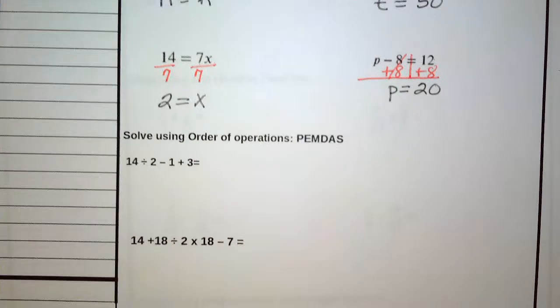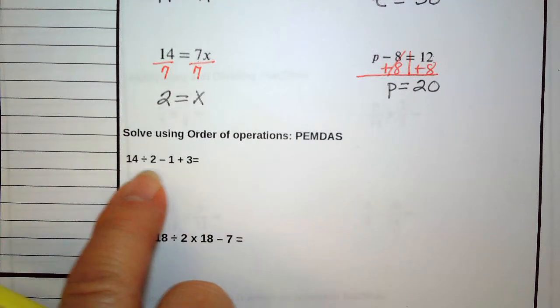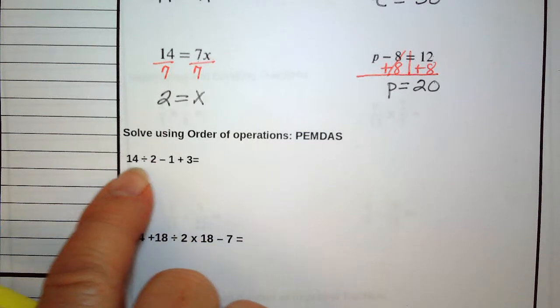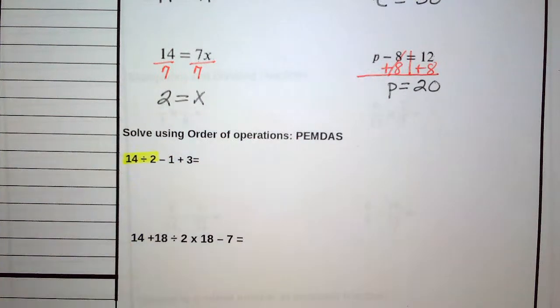Okay, for the next one, we're looking at the order of operations. Order of operations tells us in what order we perform our operations to solve correctly. So the first is parentheses, then exponents, then multiplication or division, whichever you see first, then addition or subtraction, whichever you see first. As I'm looking through here, there are no parentheses, there are no exponents, I don't have any multiplication, but I do have division. So we start by dividing.